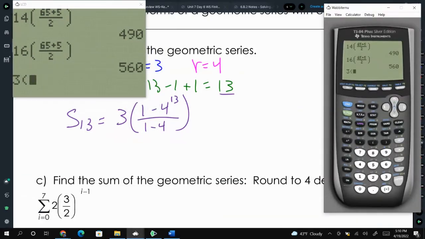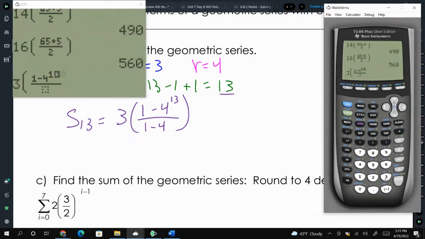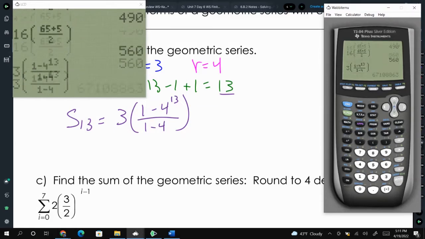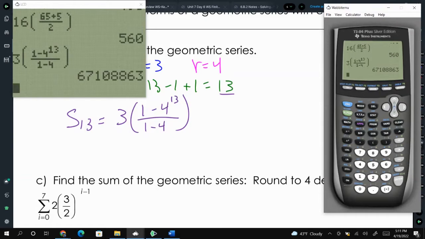So 3 parentheses, and we have a fraction, 1 minus 4 raised to the 13th power over 1 minus 4. Make sure you press the over arrow, close your parenthesis, and you get a big number. When you're doing sums of geometric sequences, you are going to get a large number most of the time because your value keeps growing and then you're adding to that.